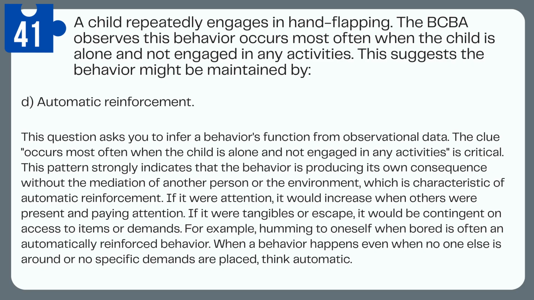If it were attention, it would increase when others were present and paying attention. If it were tangibles or escape, it would be contingent on access to items or demands. For example, humming to oneself when bored is often an automatically reinforced behavior. When a behavior happens even when no one else is around or no specific demands are placed, think automatic.